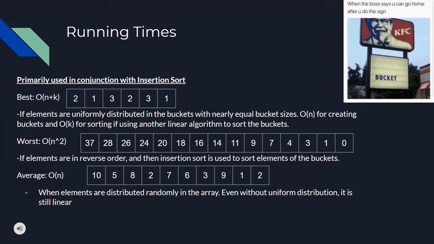The worst case scenario is when the elements are in reverse order and we use insertion sort to sort the elements of the buckets. Using insertion sort would shift the whole array to the right one to put an empty space in the front to put the smallest value, and then it would continuously do that for each iteration of the loop, making it n squared. And then the average runtime would be O of n. It's the same as the best runtime. When elements are distributed randomly, even without uniform distribution, the runtime is still linear.